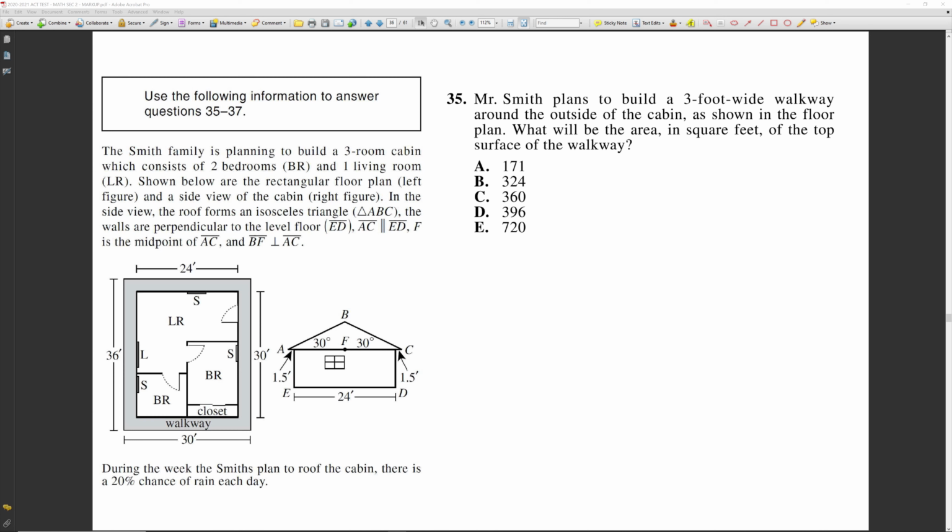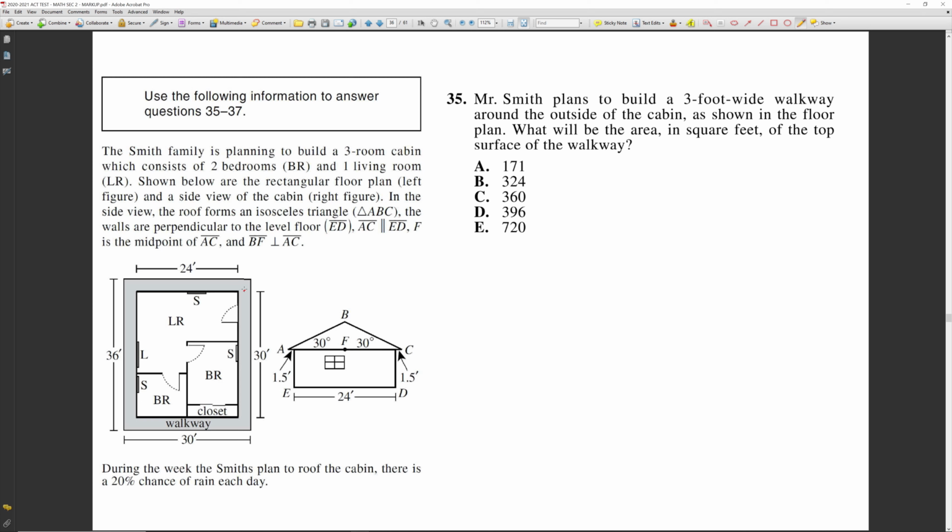The Smith family is planning to build a 3-room cabin which consists of 2 bedrooms and 1 living room. Shown below are the rectangular floor plan, left figure, and the side view of the cabin, right figure. In the side view, the roof forms an isosceles triangle ABC. The walls are perpendicular to the level floor, ED. AC is parallel to ED. F is the midpoint of AC, and BF is perpendicular to AC. Okay. During the week, the Smiths plan to roof the cabin. There is a 20% chance of rain each day.